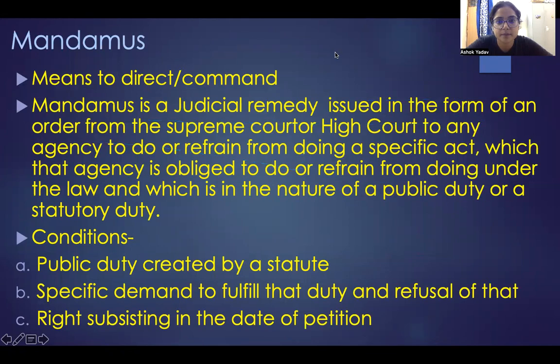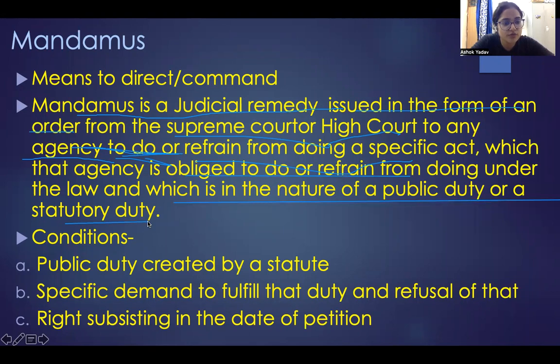Mandamus. This writ basically means to direct or to command. Mandamus is a judicial remedy issued in the form of an order from the Supreme Court or High Court to any agency to do or refrain from doing a specific act, right? It's an order to an agency to do or to refrain from doing a specific act, which that agency is obliged to do or refrain from doing under the law, which is in the nature of a public duty or a statutory duty.